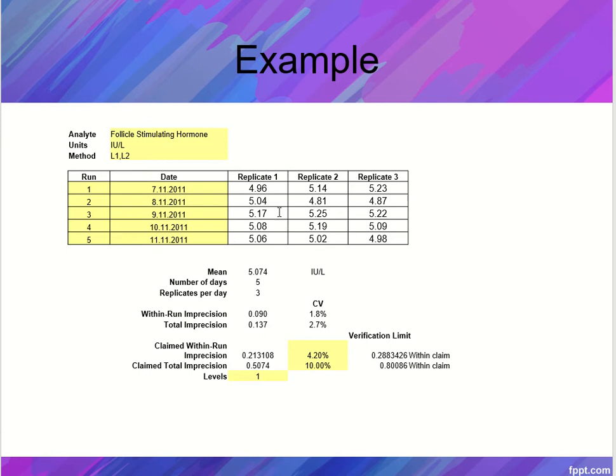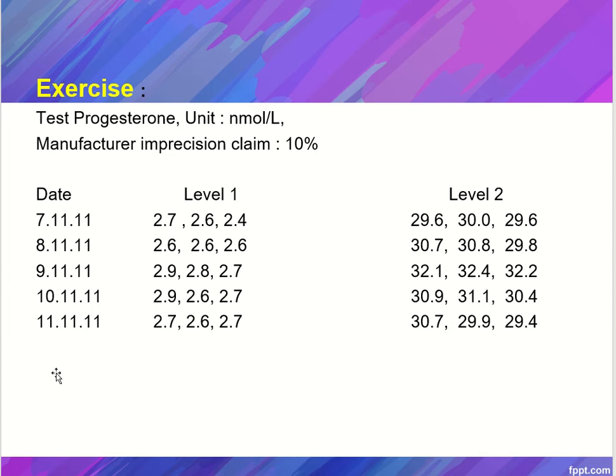So from all the data, you find the mean, SD, and CV. For this one, we calculate the total imprecision and within-run imprecision, and we compare with the manufacturer claim. This is the manufacturer claim, and we find that our CV result is much lower than what the manufacturer claims. So with this result, the precision test is good and accepted. This is an exercise if you want to use it.